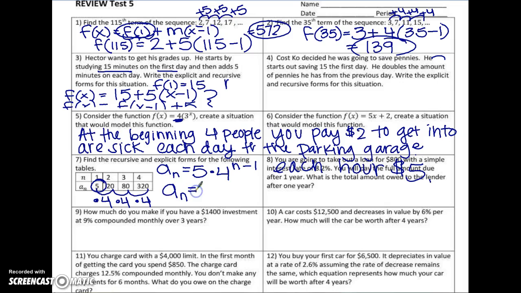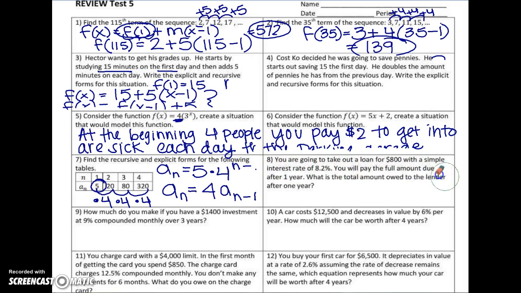Recursive a sub n equals, we're repeatedly multiplying the 4, so I'm going to put that first, to the previous term. So we write a sub n minus 1, the previous term.